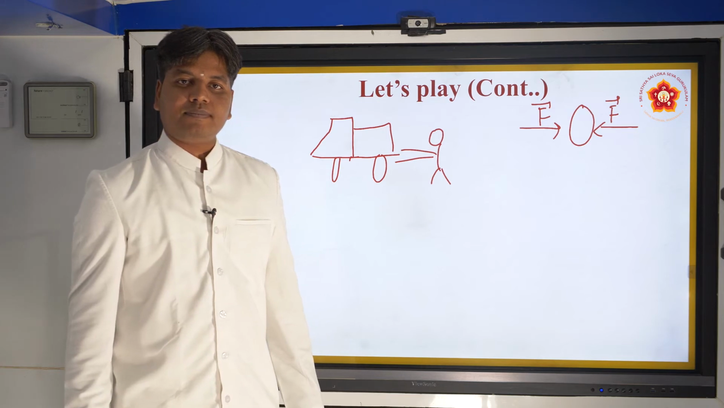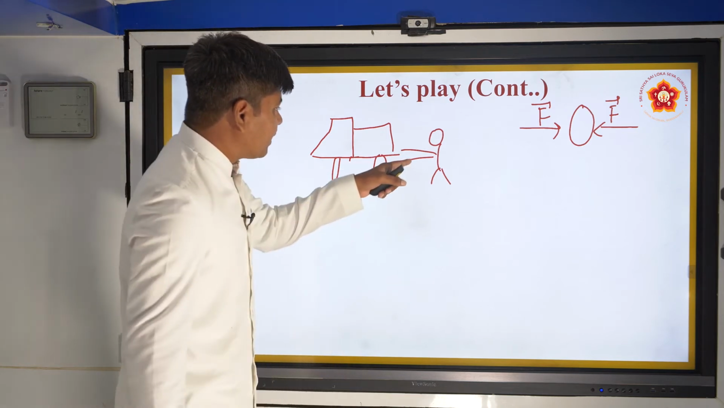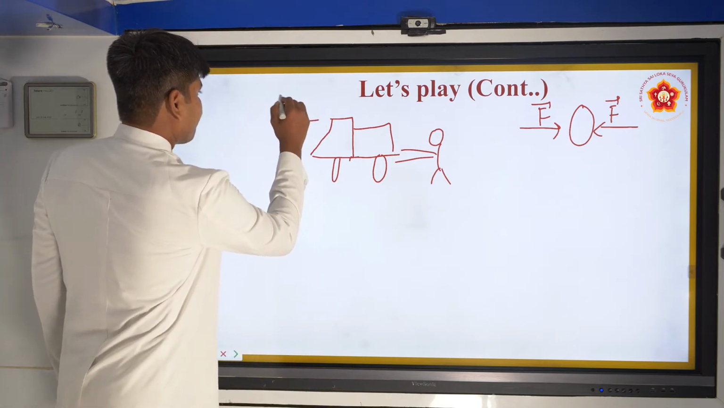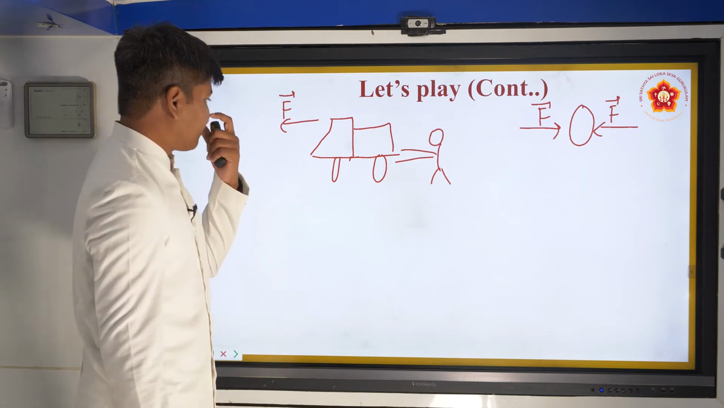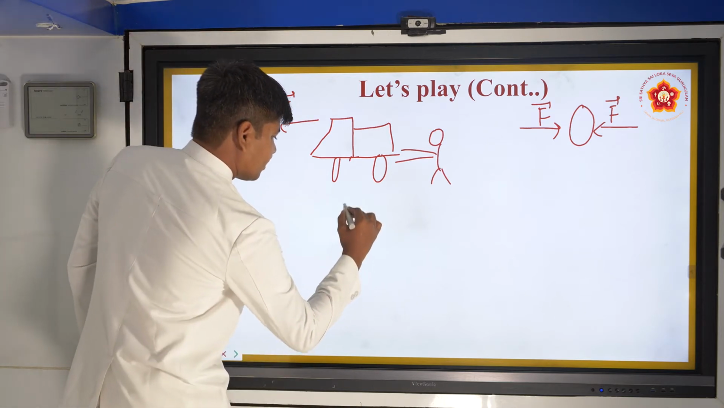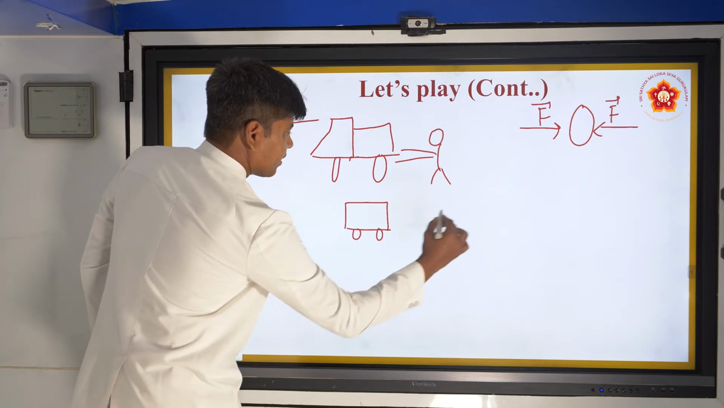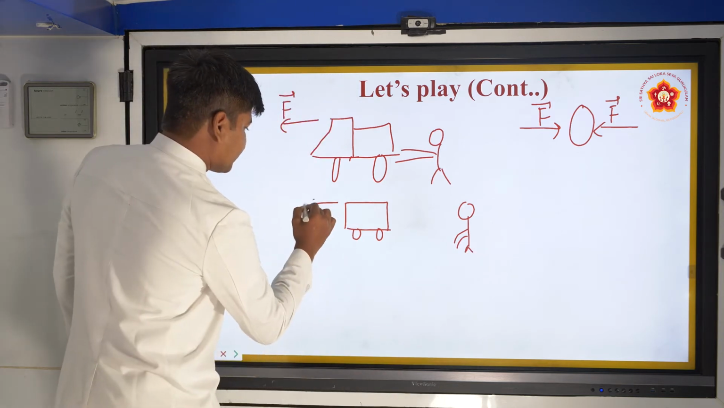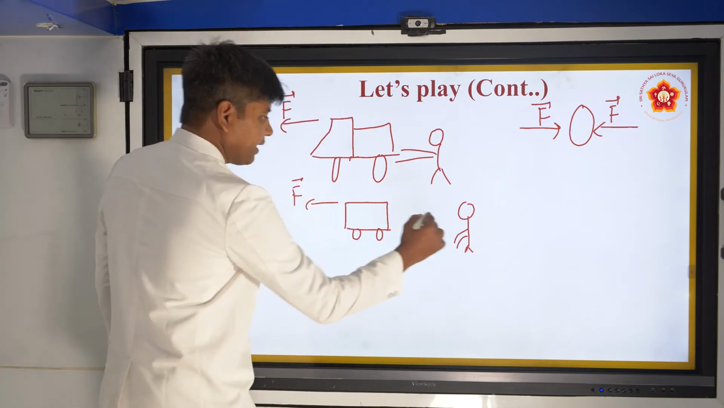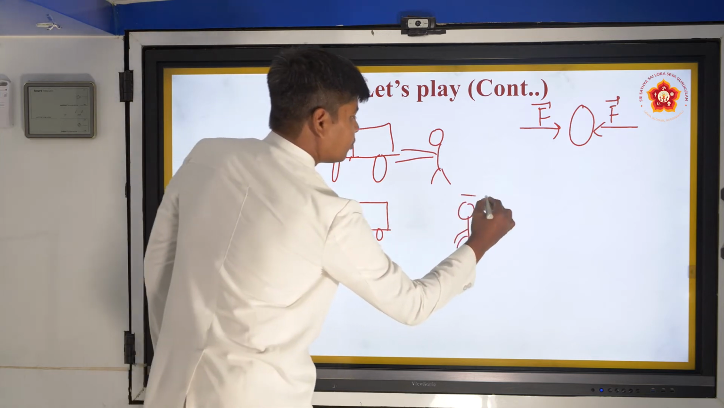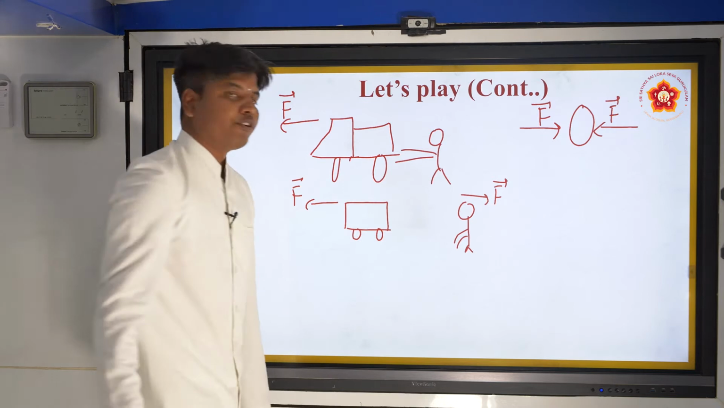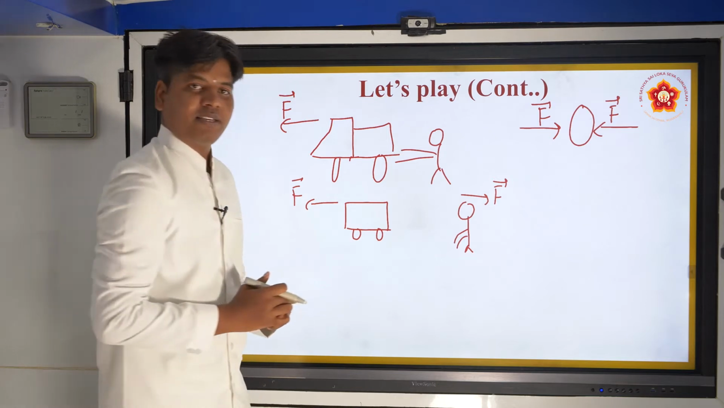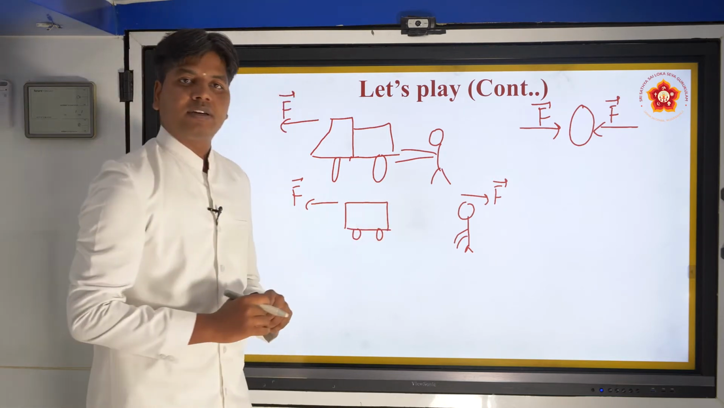Because it is acting on the same object. Now, for example, you are pushing the truck in this direction with some force. This is a truck. Here you are. So you're pushing the truck in this direction, and in turn this truck is pushing you with the same magnitude of force. So now the forces are on two different objects. It is not on the same object.